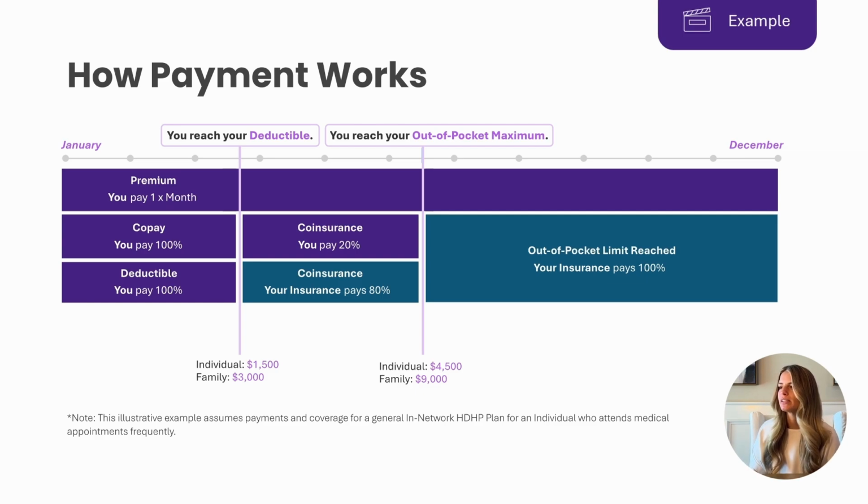So for example, if your copay is like $50 and you go to an urgent care facility, it doesn't matter what it's for. You pay the $50 for the visit, and that's it. And then the insurance covers the rest of the bill.